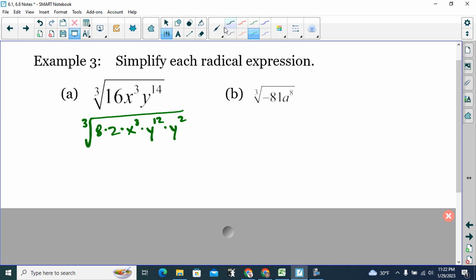And now we're going to simplify the ones that can be simplified. The cube root of 8 is 2. Cube root of 2 does not come out even. Cube root of x cubed, 3 divided by 3, that's x to the 1st. 12 divided by 3 is y to the 4th. And then the ones that do not come out even stay under the cube root. So I've got times the cube root of 2y squared.